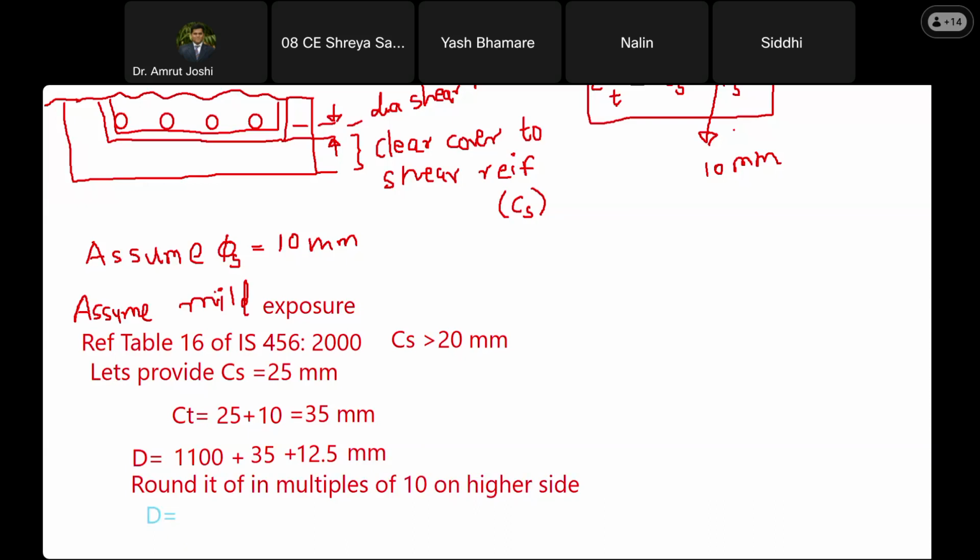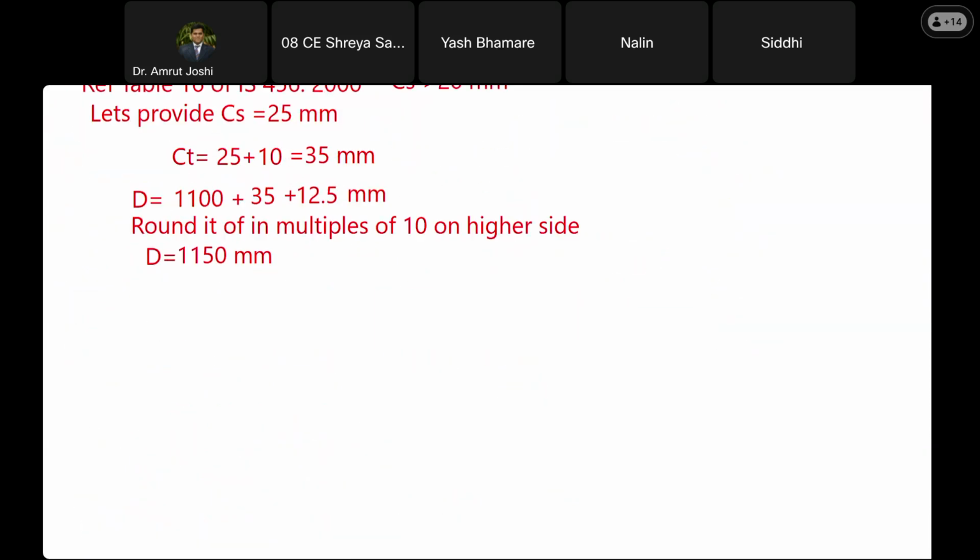So yeah, 150. 1150 mm. Happy? Yes, sir. Great. So till now, what is the design outcome? So let me write down the design outcome of flexure design. Happy? Yes, sir. Outcome of flexure design. And that will be shown by a diagram. So what is the design outcome?